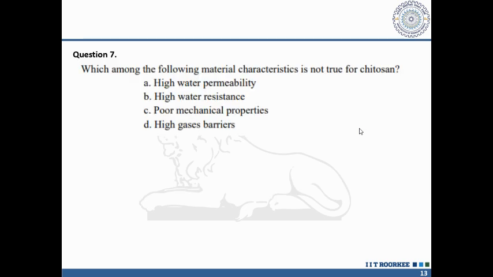Okay, question 7. Which among the following material characteristics is not true for chitosan? Chitosan is a biopolymer. We have given four options: high water permeability, high water resistance, poor mechanical property, and high gas barrier. If you know, you can answer whether it is A, B, C, or D in the comment box.